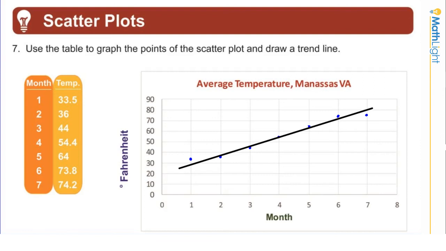A very strong positive, right? Those points are all real close to the same line there. So strong positive correlation. You should understand the correlation coefficient, the R: close to -1, strong negative; close to +1, strong positive; close to 0, no correlation. All right, scatter plots.